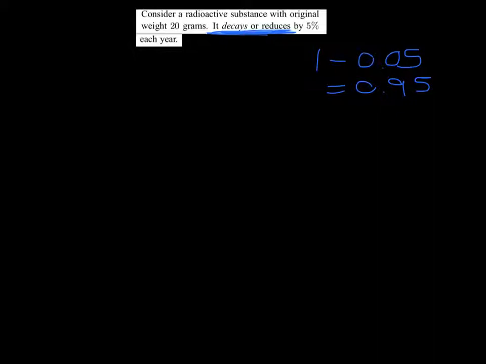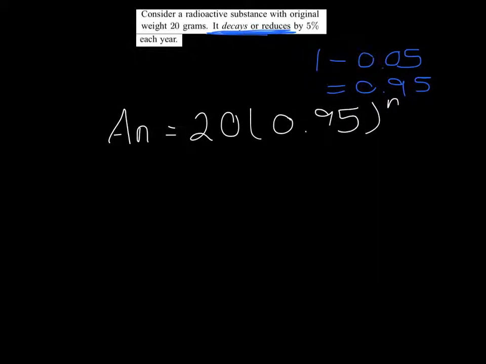So if I have to write this equation, it will be A_N, and it's in 20 grams, so it will be 20 times 0.95 to the N. N will be years in this case, as you can see there, each year. So if the question then asks what is the weight of this after 3 years, your N will just be 3.